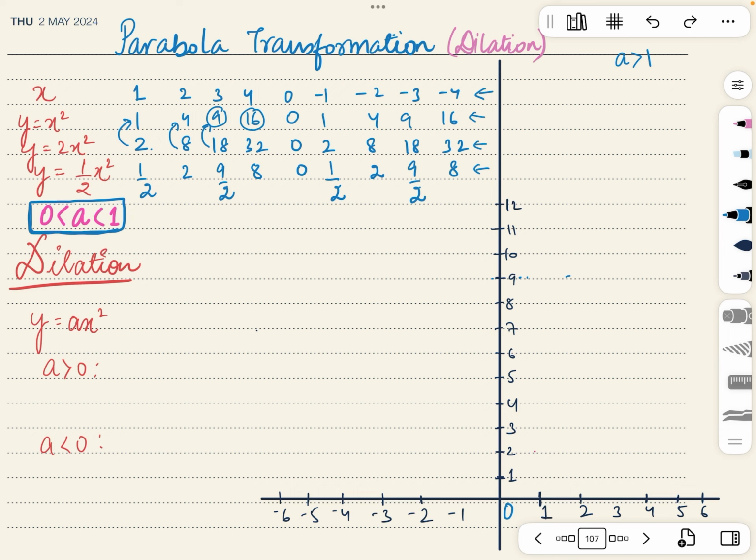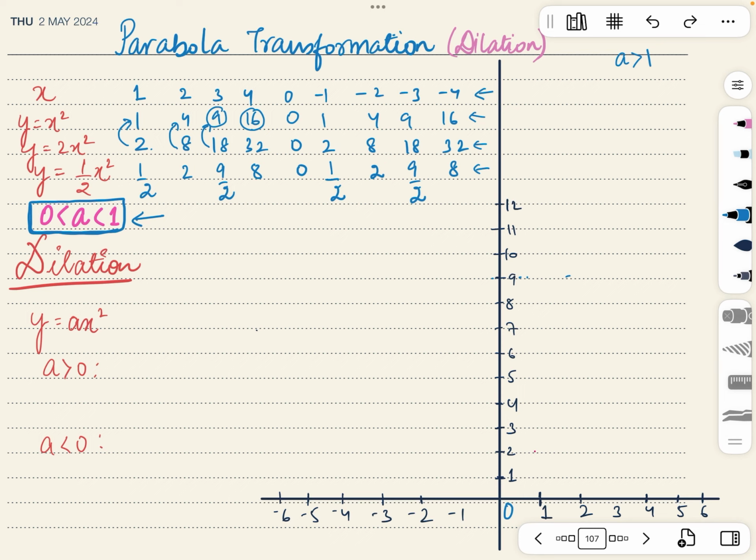However, in the range of 0 to 1, if a lies in this range, that will make the parabola wider, meaning the parabola will start to get away from the y-axis. So we'll see how that goes. I've plotted these values. You also work them out and get the values. Pause the video, check your values from here, and then possibly draw the parabola with me.